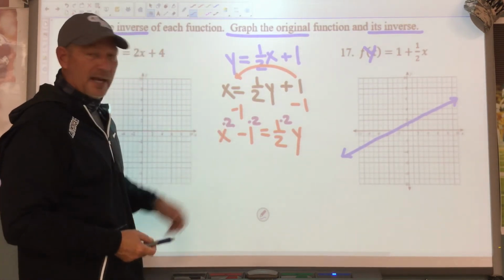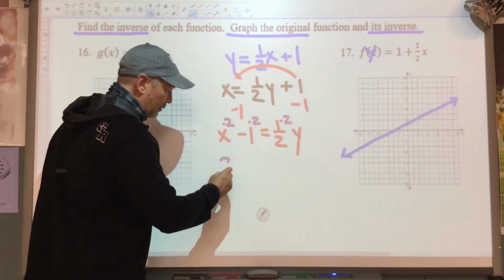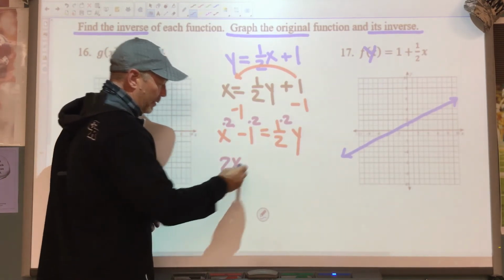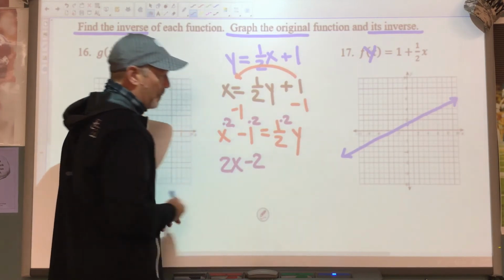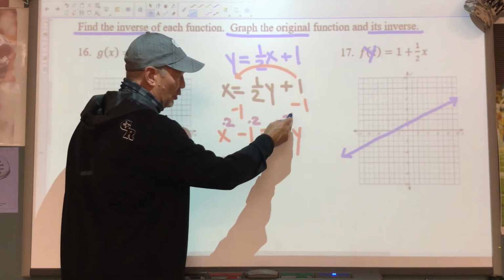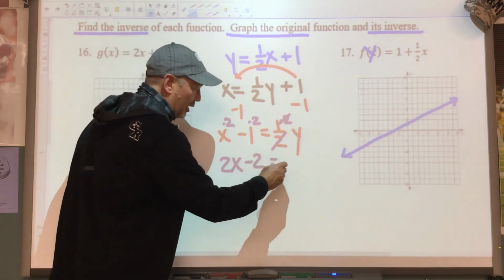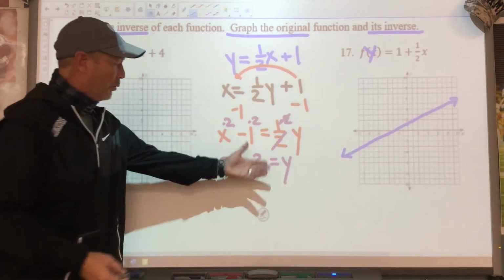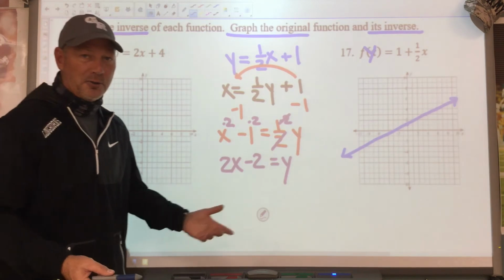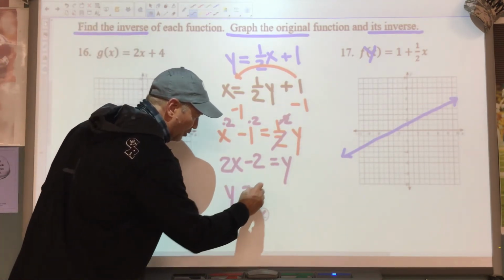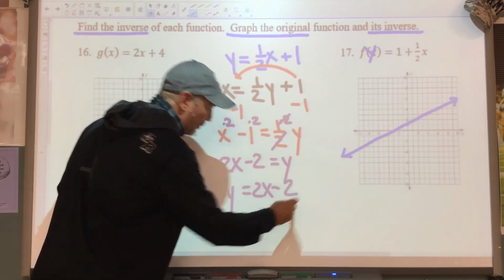What is 2 times x? 2x. What is 2 times negative 1? Negative 2. What happens here is the 2's cancel, and you're left with 1y, or just y. Now we're going to rewrite this. We're going to put the y in front to make us comfortable. We're going to write this as y equals 2x minus 2.